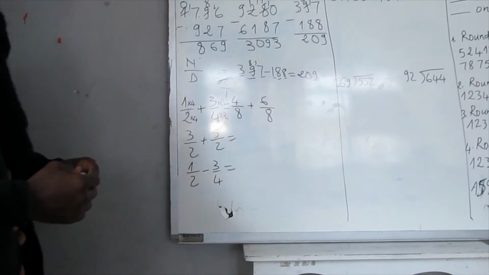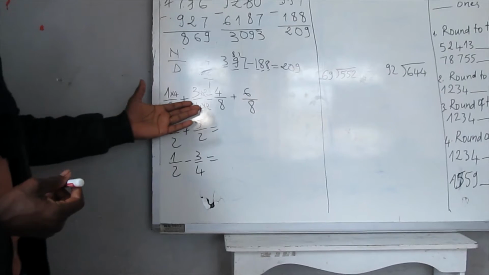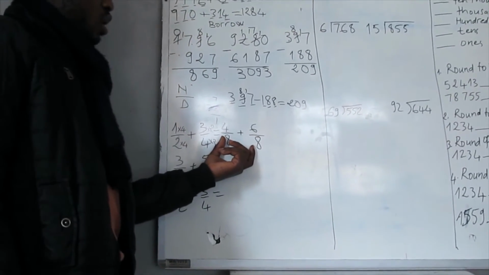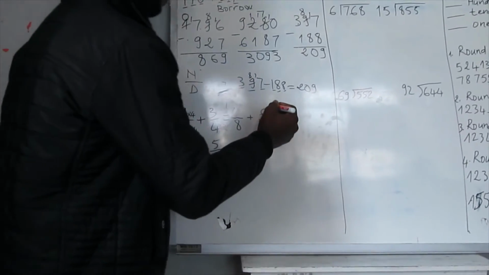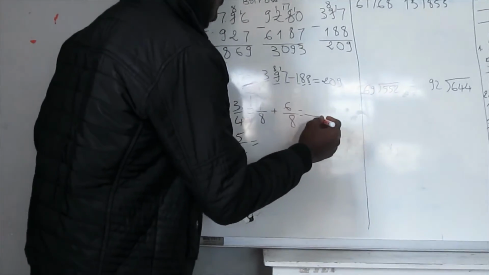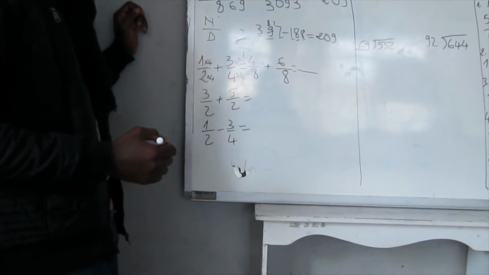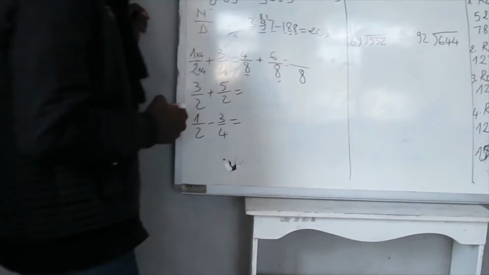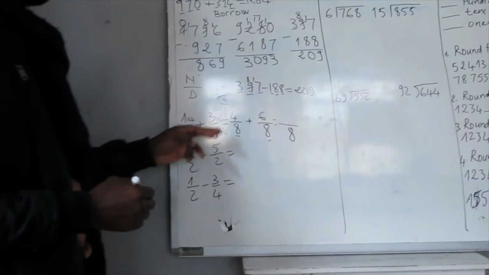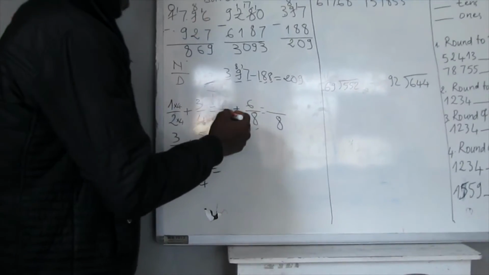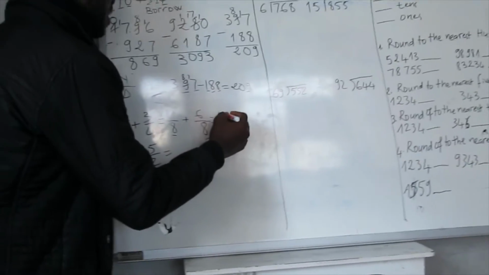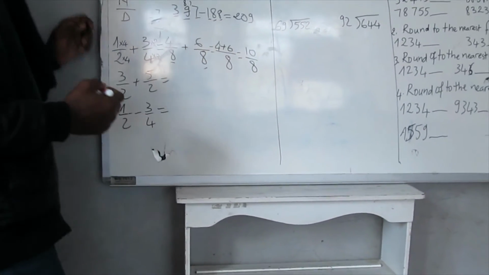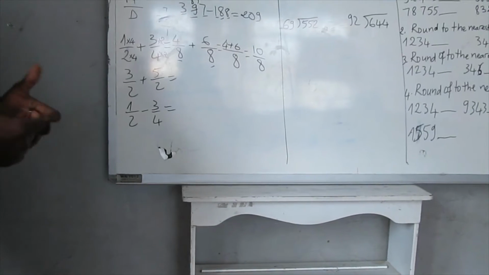So look here, my fraction changed now, because I applied the law for me to seek for a common denominator. Now with a common denominator, you do what? You keep the denominator, as the denominators are the same. Then you add your numerators. I will add 4 plus 6 equal to 10 over 8. This is my answer.